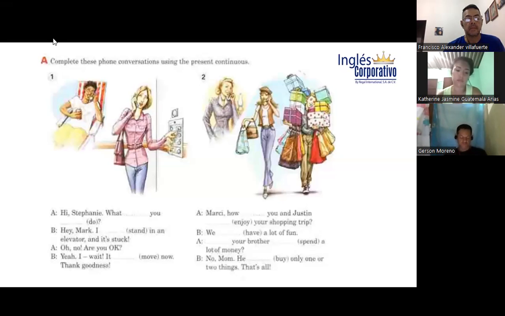Oh no, are you okay? Yes, I wait. It's moving. It is moving. Moving now. Yes, it is or it's moving. Yes, correct. Always using the verb be. It is moving or it's moving. It's moving. Yes, that's right. And the next one. Next line.